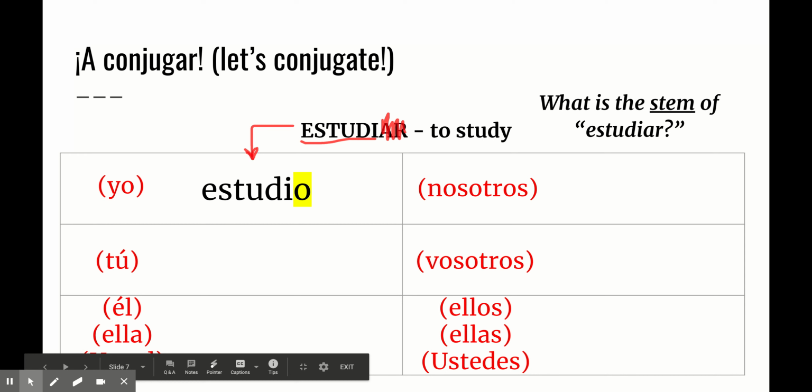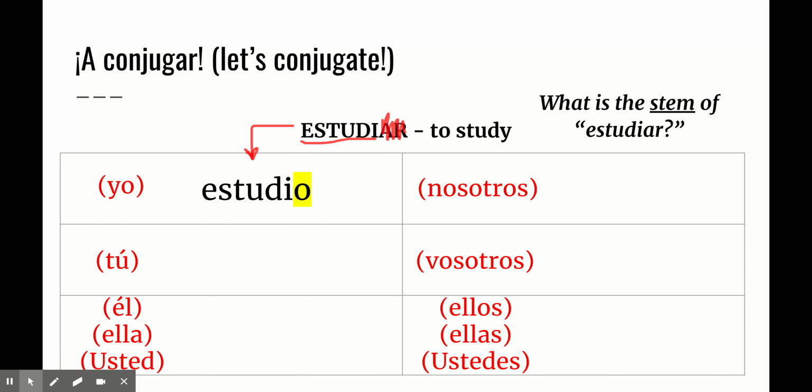Estudio. Okay, we're replacing the AR with an O in the yo form. So what would yo estudio mean? I study. I'm doing the action. It's me and the verb. I study. Estudio. In the tú form, we're no longer going to use an O anymore. No. We're going to use an AS. Tú estudias. You study. You, informal.